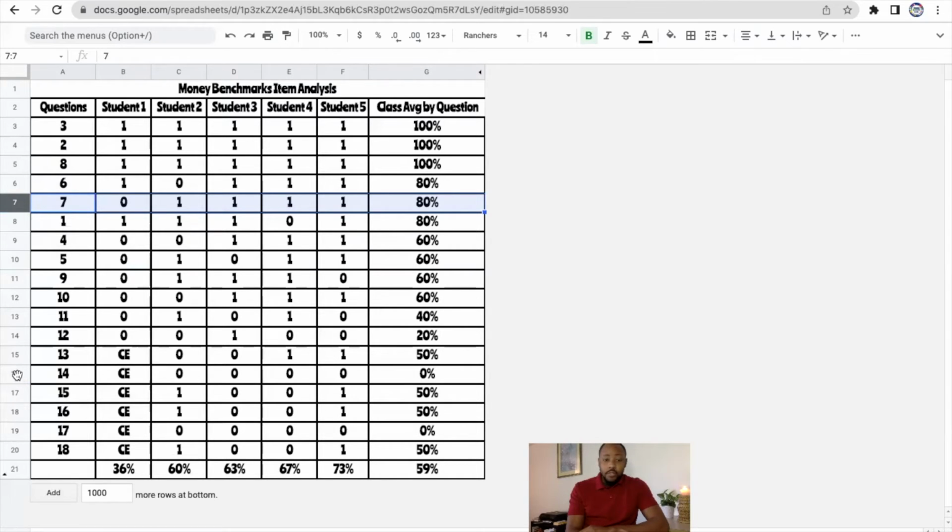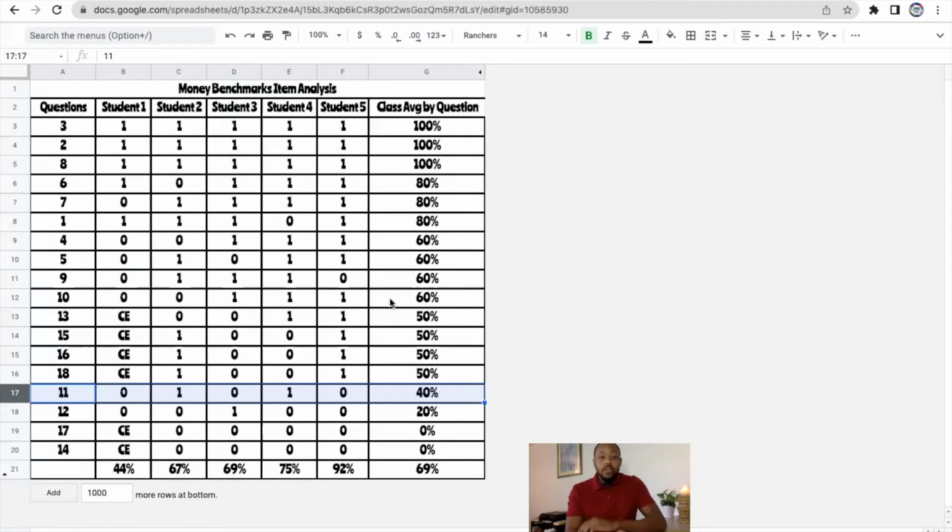So if 0% of the class got question 14, we know that's something that needs to be addressed. We definitely have to teach that. Number 17, 0% of the class earned that. 20% of the class was able to answer number 12. Okay, 40% of the class was able to answer number 11. So from the least performing question up to the highest, we're able to see what needs to be taught.